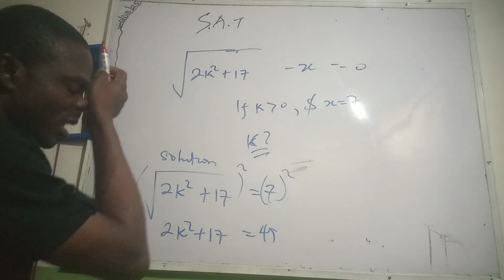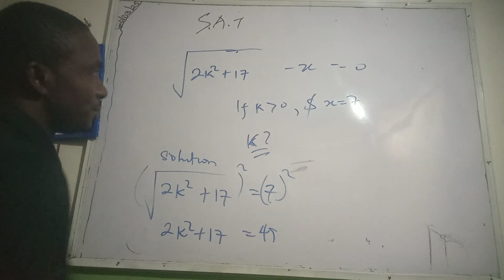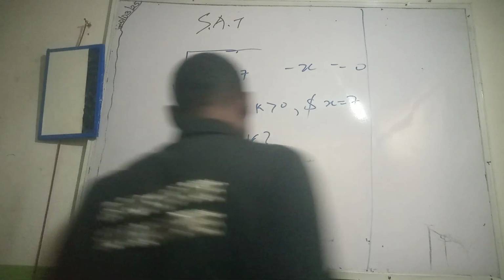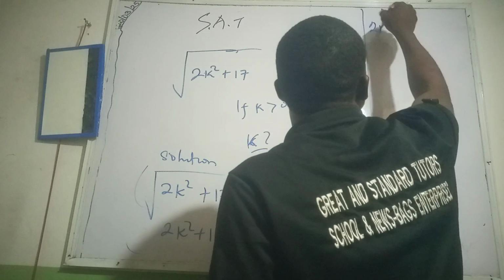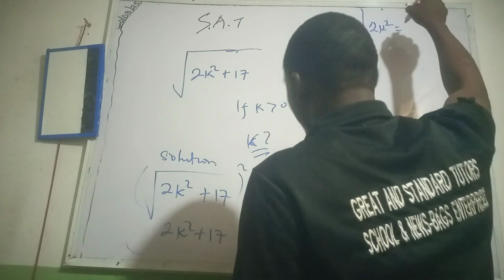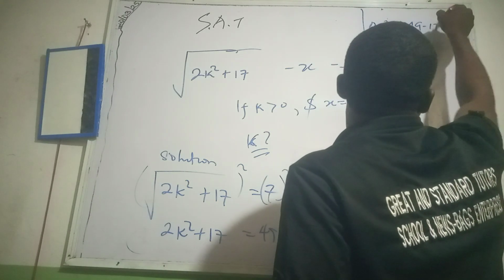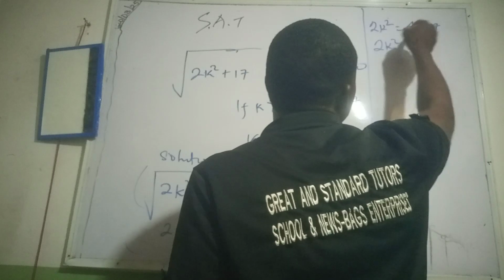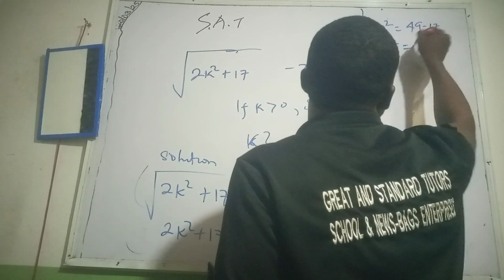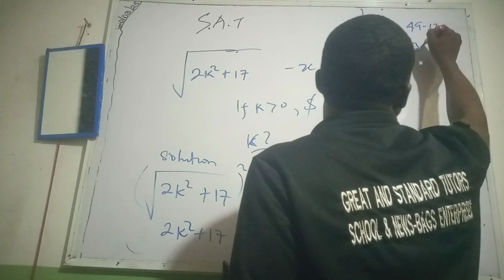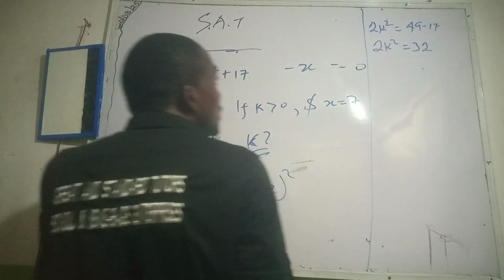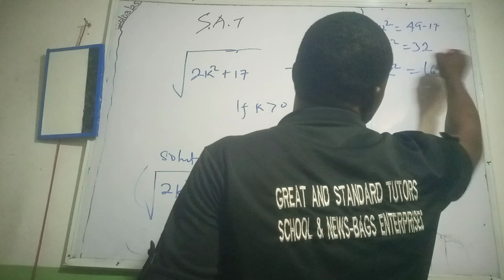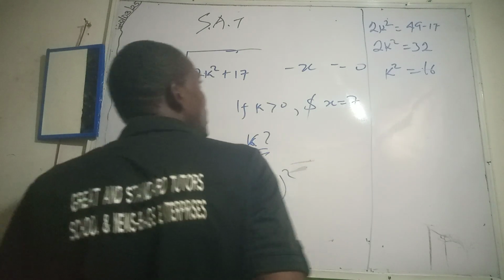Then you take this to the other side. Then we have 2k squared is equal to 49 minus 17. 49 minus 17, that's 32. Divide both sides by 2, and you have k squared equal to 16.